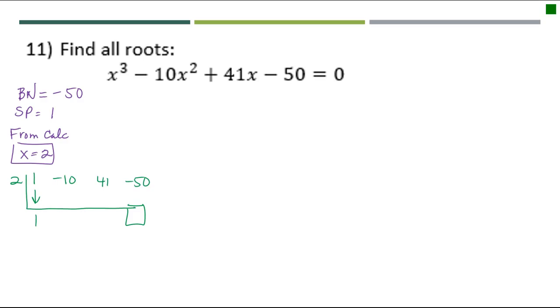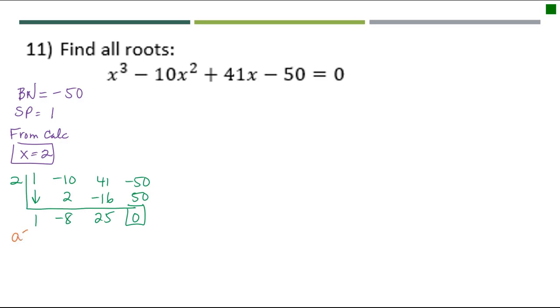So I'm going to drop down the 1. 2 times 1 is 2. If I add down, I get negative 8. 2 times negative 8 is negative 16. If I add down, I get 25. And then 2 times 25 is 50. And then those two things will cancel out for 0.